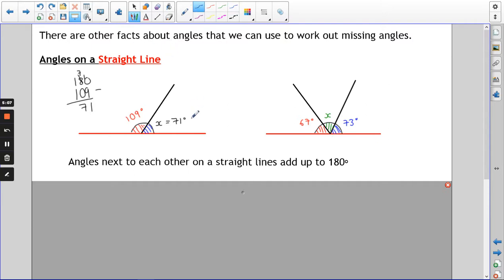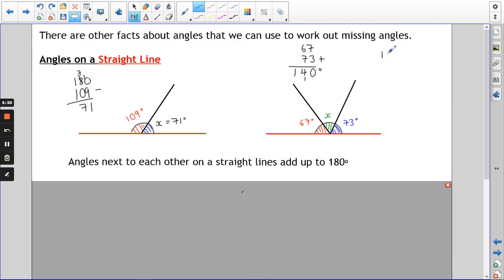Well, first of all, I'm going to need to add up 67 and 73 to see how many degrees I've got so far. So 67, add 73. So 7 add 3 is 10, so 0, carry the 1. 6 add 7 is 13, plus 1 is 14. So we've got 140 degrees so far. So how many degrees are we missing?